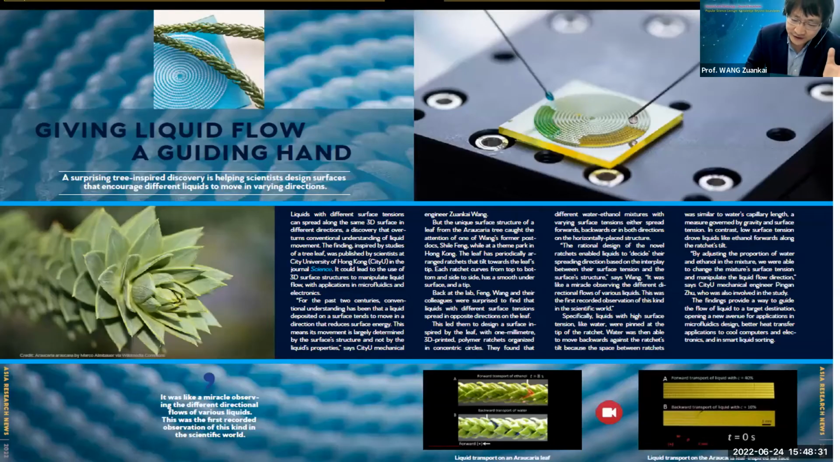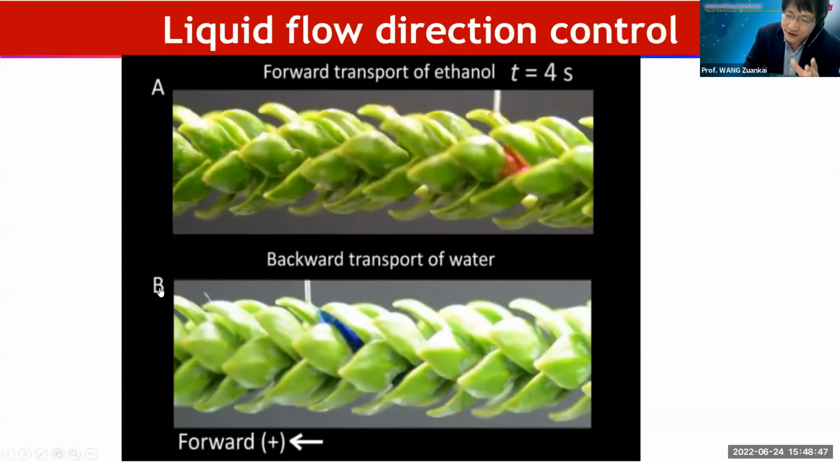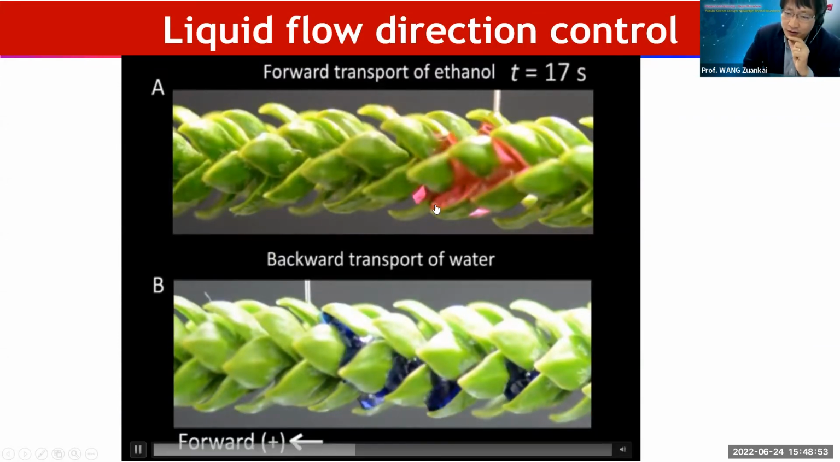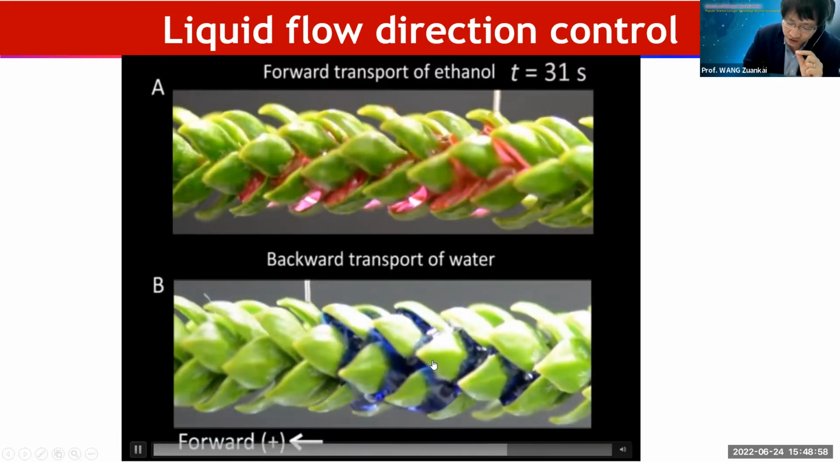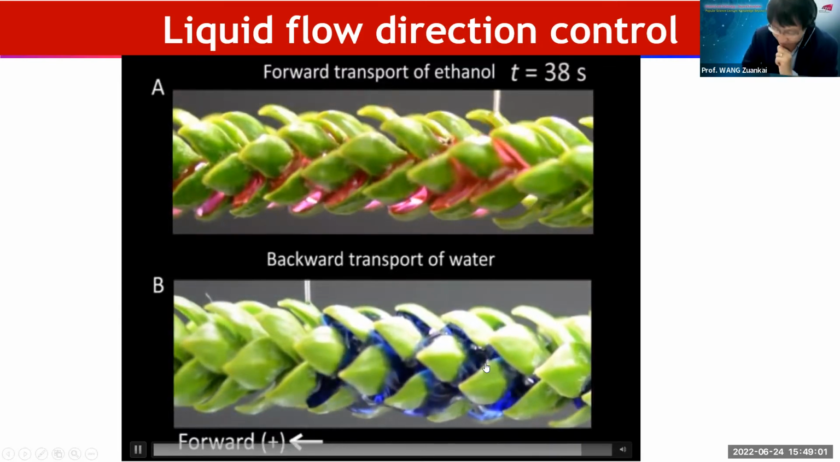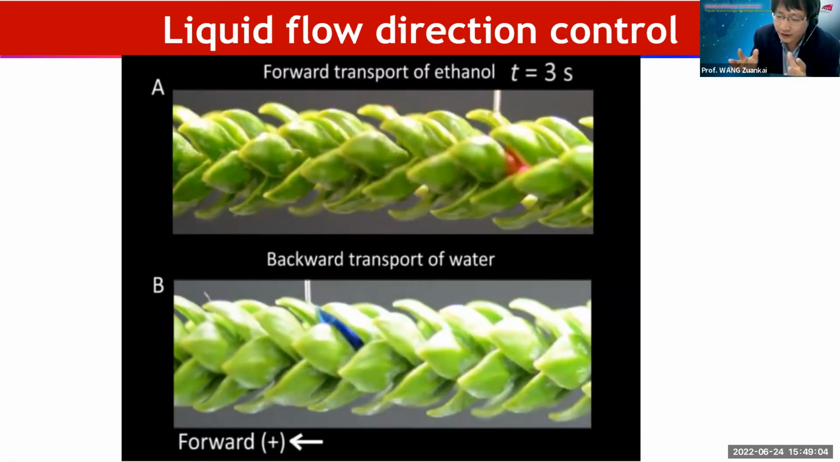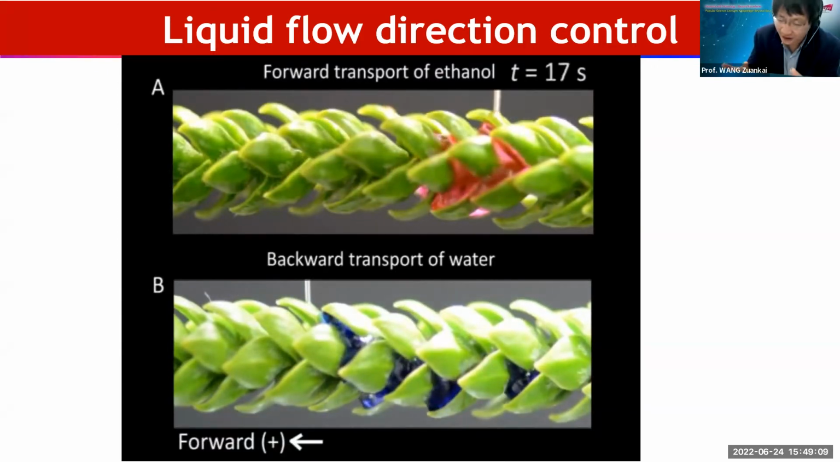But recently, one of my postdocs found a very interesting structure from a tree. Okay, so this is the structure. One side is concave and another side is convex. And when we put the liquid on the leaf, something interesting happened. Okay, so the ethanol will flow along the ratchet, but the water will flow against the ratchet direction. So that means on one surface, different liquids will choose different spreading directions.